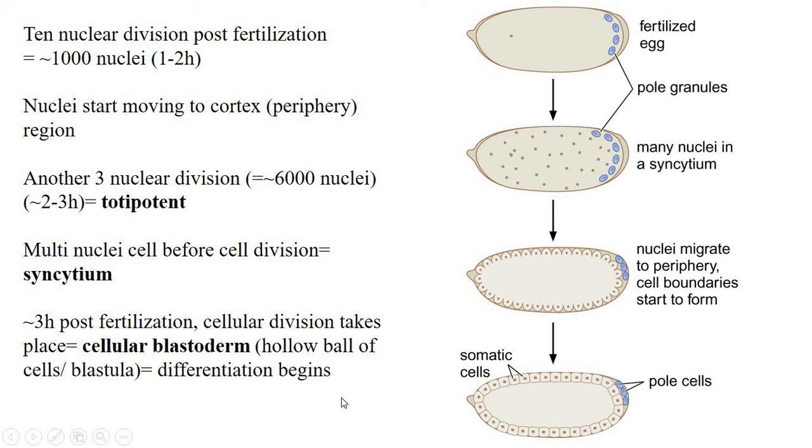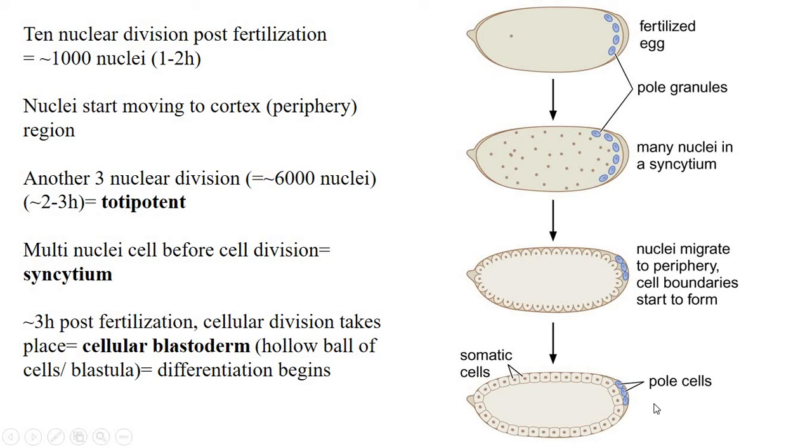About 3 hours post-fertilization, the cellular division takes place. That makes the cellular blastoderm, the hollow ball of cells, or blastula. Now the cellular division is complete. They have these cell membranes. These cells will make somatic cells, and these cells around here with the pole granules will make pole cells. Pole cells are your germline cells. These are the cells that will give rise to the future ovaries or testes.